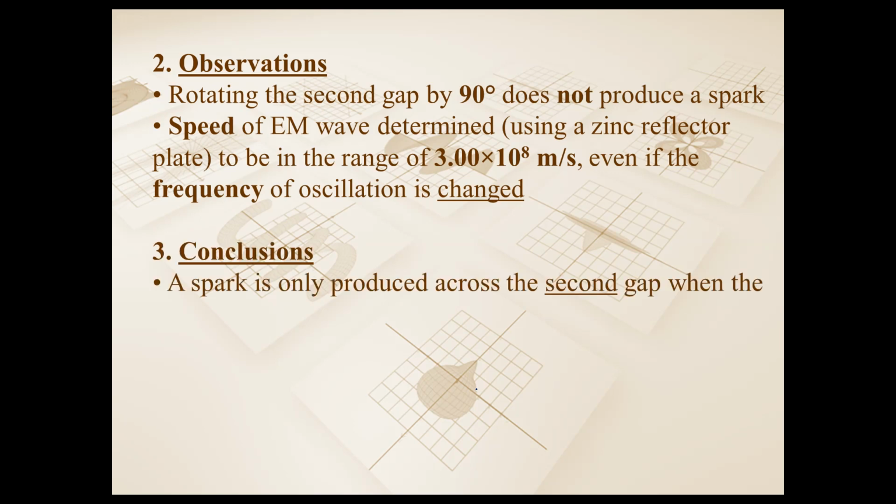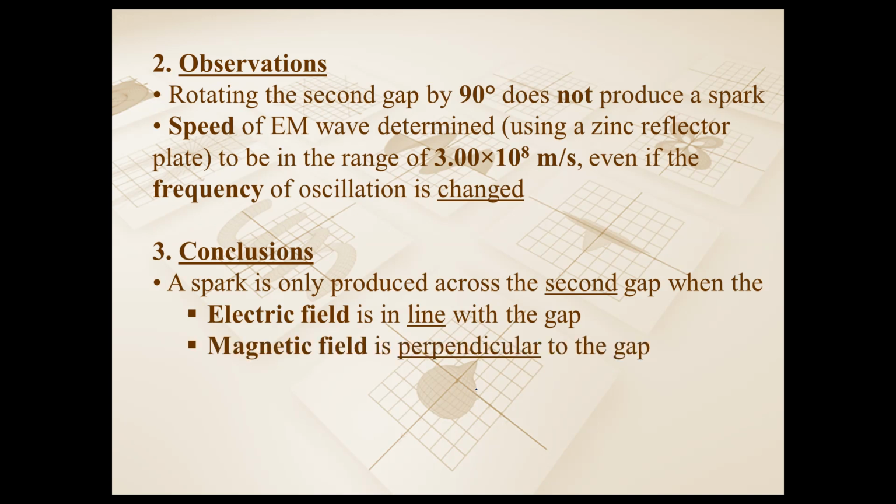Conclusions? You only get a spark across the second gap when the electric field is in line with the gap. When the electric field's in line with the gap, it can influence that stationary electron. And if it influences that stationary electron, it can cause it to hop across the gap, and that gives me that spark. And when the magnetic field is perpendicular to it. If the magnetic field is parallel to the gap, then it has no influence. So we want to set it up so the magnetic field is perpendicular to that gap.